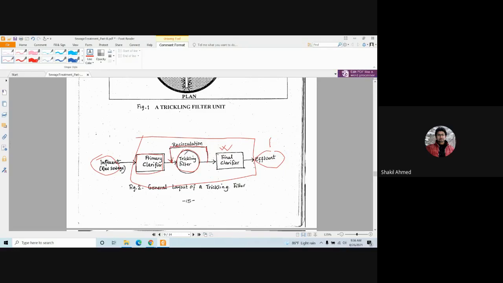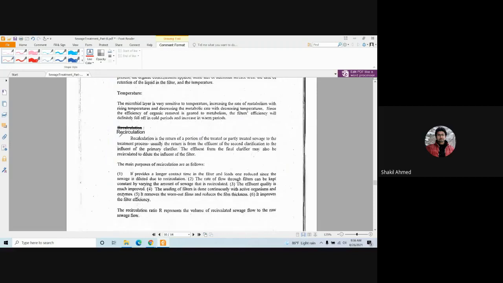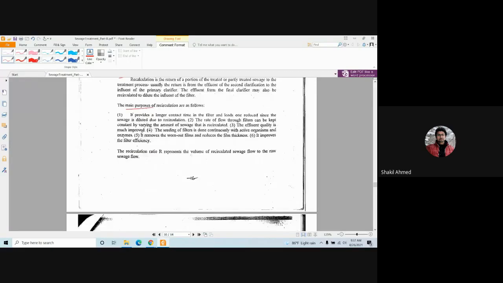Recirculation. Why? This is written here. Recirculation is the return of a portion of the treated or partly treated sewage to the treatment process. The main purpose of the recirculation is that it provides a longer contact time in the filter, and the load is reduced since the sewage is diluted due to recirculation.